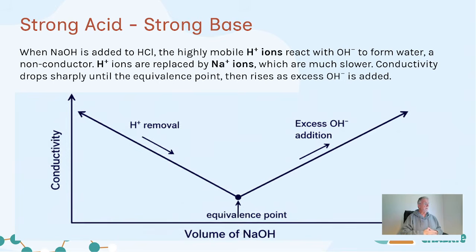Now then, let's look at our strong acid, strong base. So you will see at the very start, before any NaOH has been added, you have quite a high conductivity. Now that's representing the conductivity of the hydrochloric acid in the conical flask. And if you remember, it's a strong acid, so therefore it ionizes completely, and with lots of little tiny hydrogen ions present, it's going to be a very good conductor.